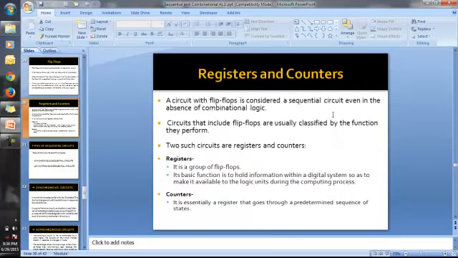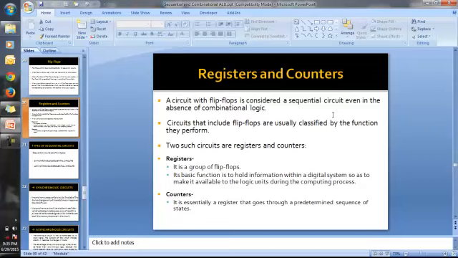Registers and counters. A circuit with flip-flops is considered a sequential circuit even in the absence of a combinational circuit. It is not necessary that a sequential circuit should always have a combinational circuit. Without a combinational circuit, it is also called a sequential circuit if it has a flip-flop.